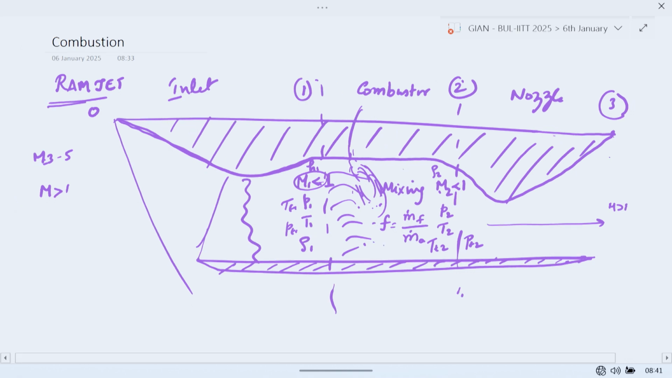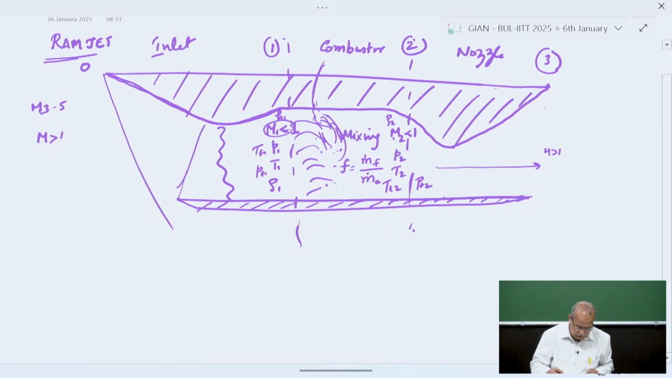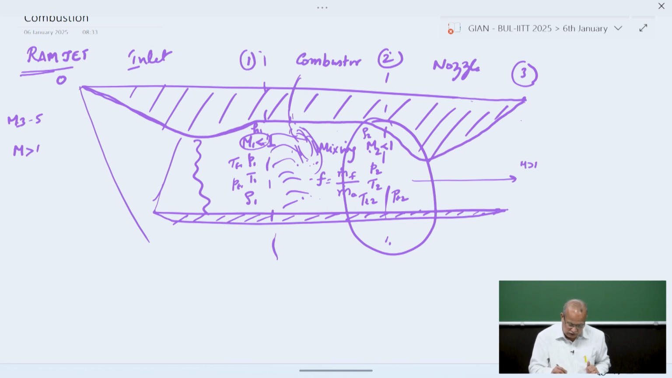Today we are going to understand how we could determine the parameters that are leaving the combustor, so it is the density, pressure, temperature, and so on.